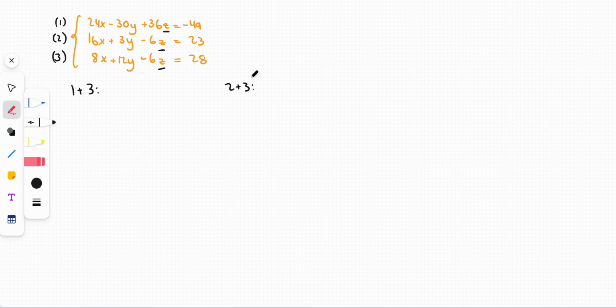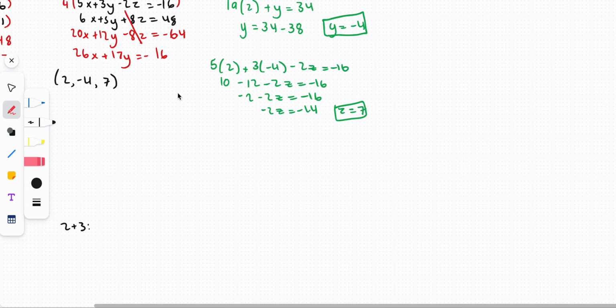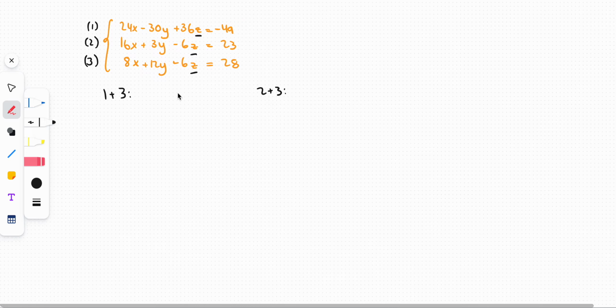So again, it doesn't matter which equations you pair with each other, you just have to get each equation paired with another equation.